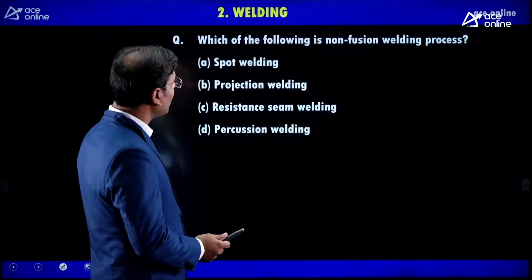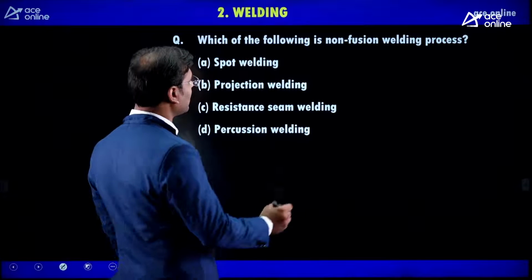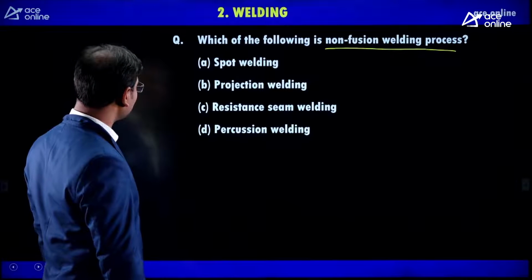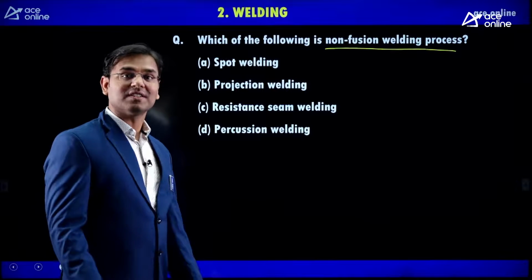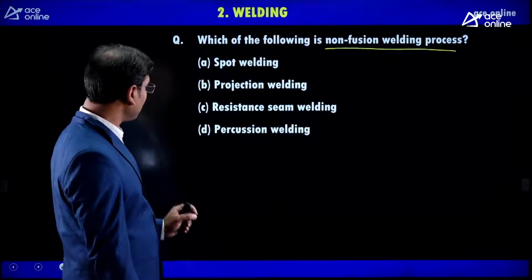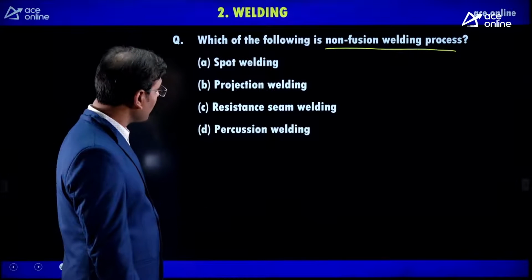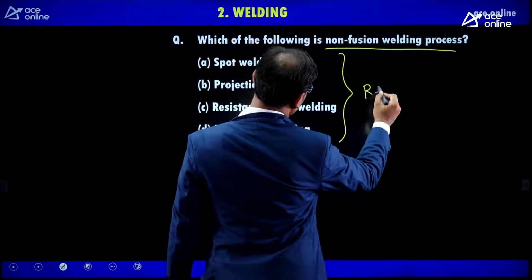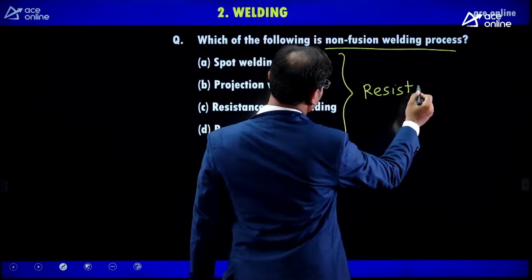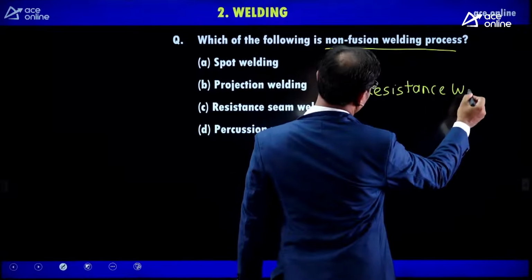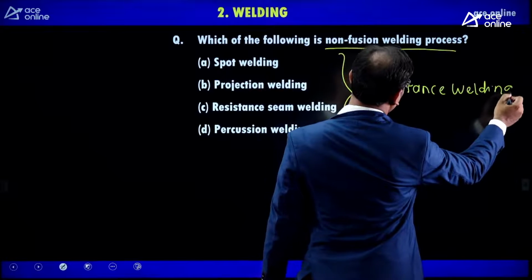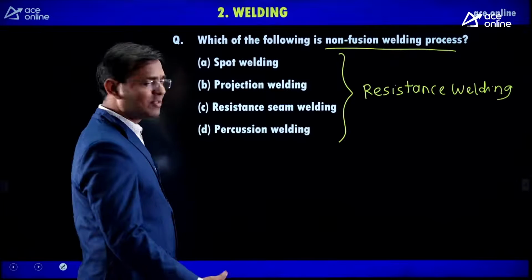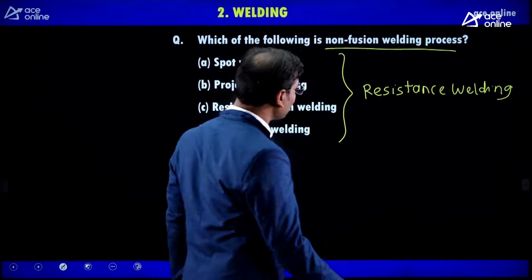Now see, which of the following is the non-fusion welding process? Guys, here you can see spot welding, projection welding, resistance seam welding and percussion welding. Here you can see that all four are resistance welding. All four are resistance welding methods. Then resistance welding is a fusion welding process.